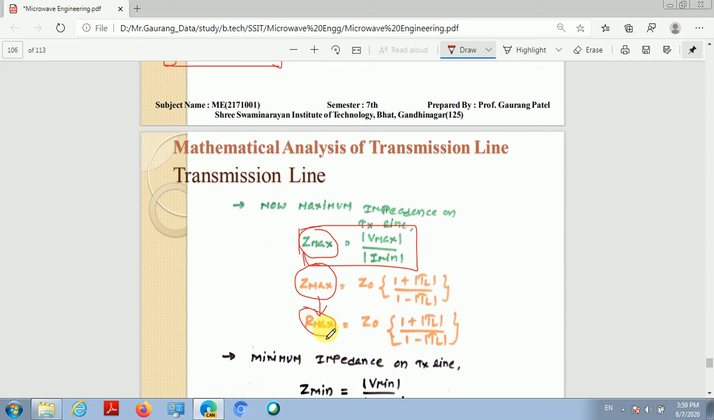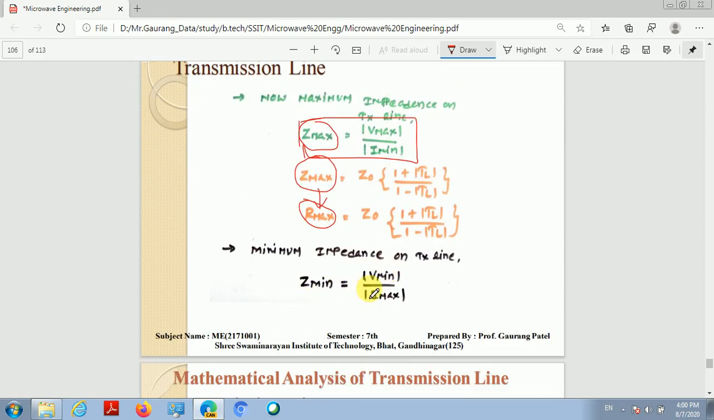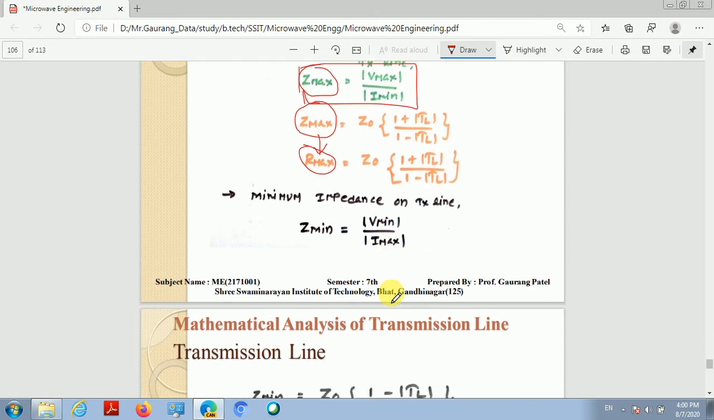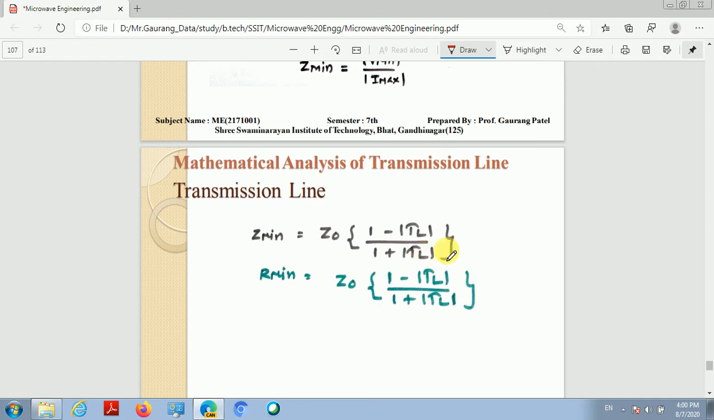So R max is equal to Z naught 1 plus mod gamma L divided by 1 minus mod gamma L. Similarly, the minimum impedance on the transmission line will occur when current is maximum and voltage is minimum. That is Z min is equal to mod V min divided by I max. The minimum value of the voltage occurs when this becomes minus 1, so Z naught 1 minus mod gamma L. And the current becomes maximum when there is a plus sign between the 1 and mod gamma L, so that is 1 plus mod gamma L.